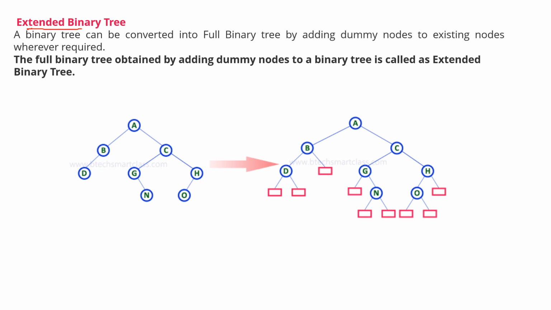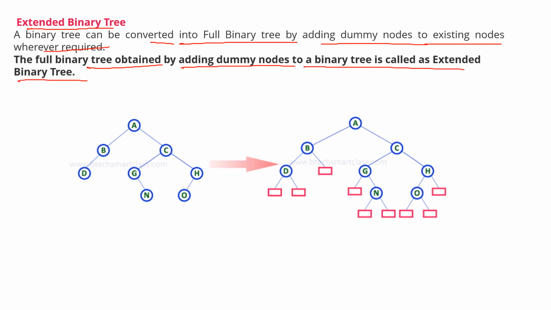Now let's consider the definition of extended binary tree. A binary tree can be converted into a full binary tree by adding dummy nodes to the existing nodes wherever required. So the full binary tree, which is obtained by adding dummy nodes to a binary tree, is called as extended binary tree. Now let's consider an example. This is an example of binary tree, right? What is binary tree? Binary tree is a tree wherein every node has either 0 or 1 or 2 children, right?